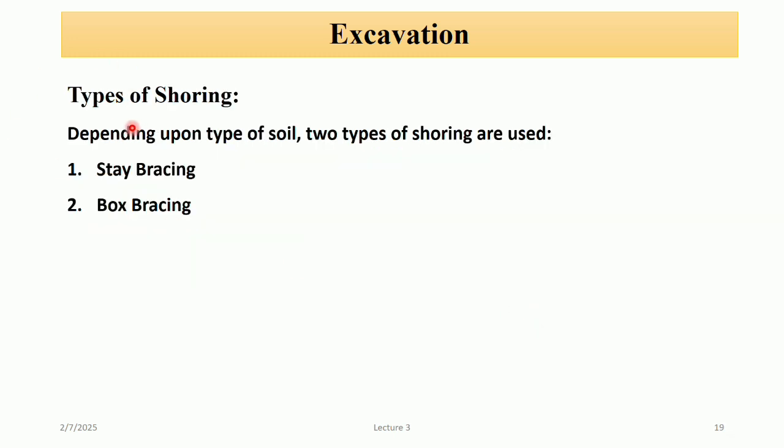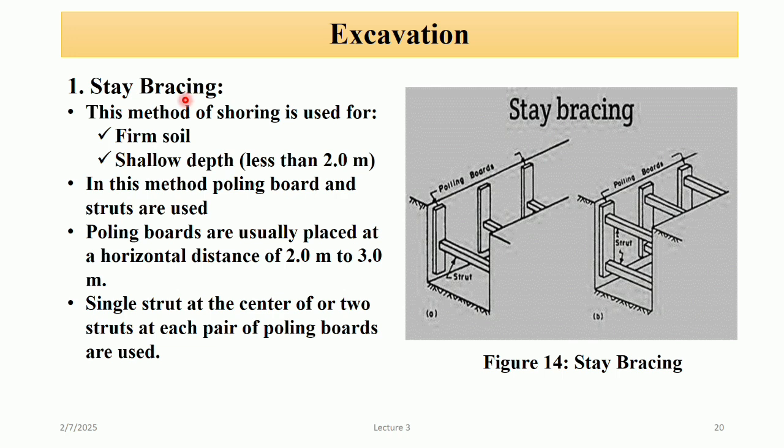There are two types of shoring. One is step bracing and the other is box bracing. Step bracing is used for firm soil and shallow depth, in which the depth is less than 2 meters. In this method we just provide polling boards and struts. Only these two components are used. The polling boards are provided at intervals of 2 to 3 meters, and we can provide a single strut at the middle or two struts at the pair of polling boards.